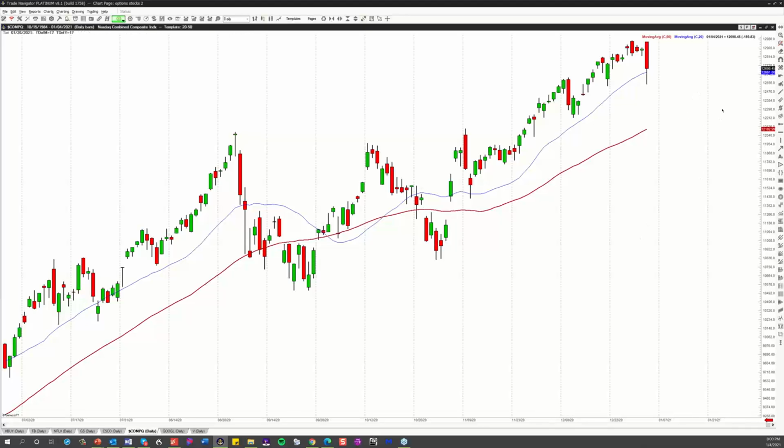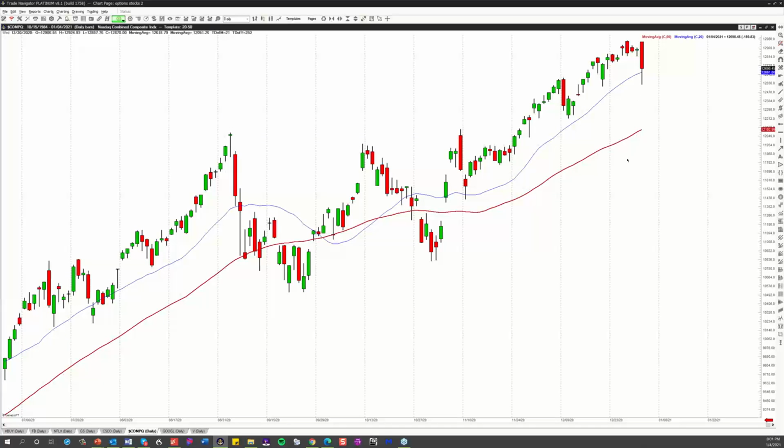For those new to the way I look at the market for longer term trend, I will look at a 20 and a 50-day moving average. The blue line is a 20-day. These are simple moving averages. And the red line is a 50-day moving average. And especially if they're both sloping up, the trend is up.